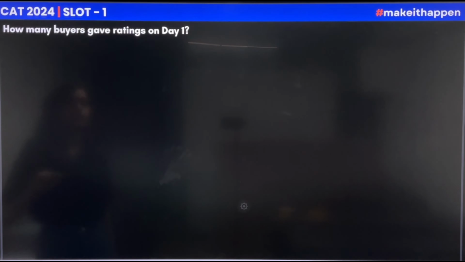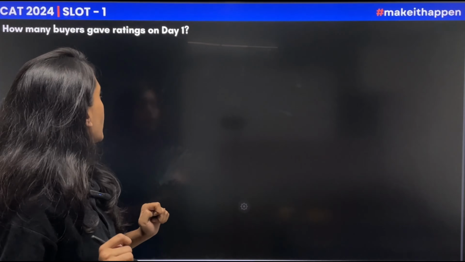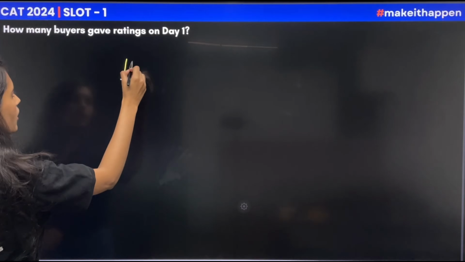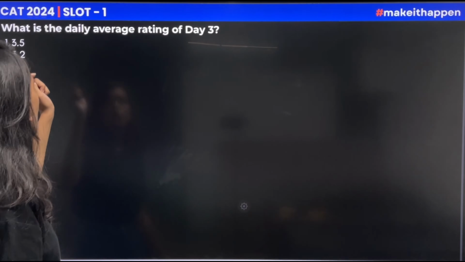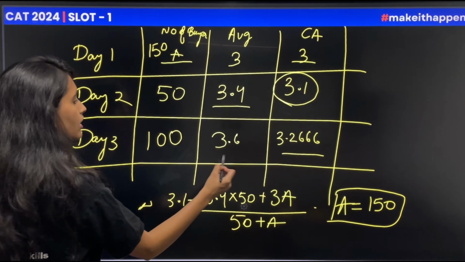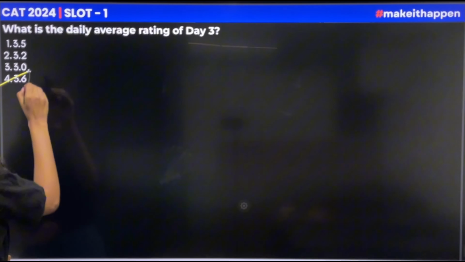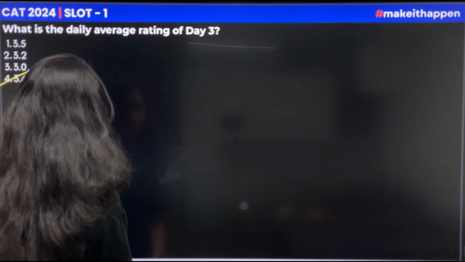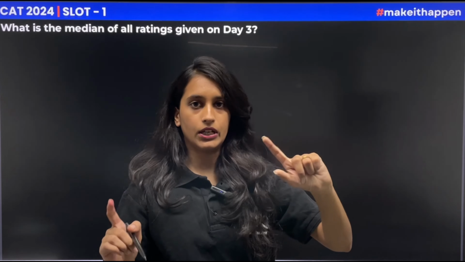Now we have completed the chart, all the information we have here. Now let's see the first question. How many buyers gave ratings on day 1? So 150 buyers gave ratings on day 1. Let's move on to the next question. What is the daily average rating of day 3? So the daily average rating of day 3 is 3.6. So option 4, 3.6.